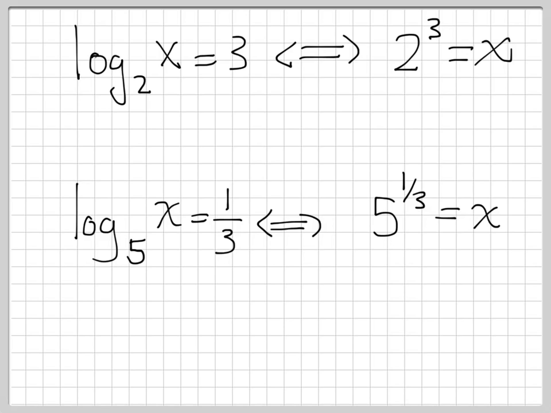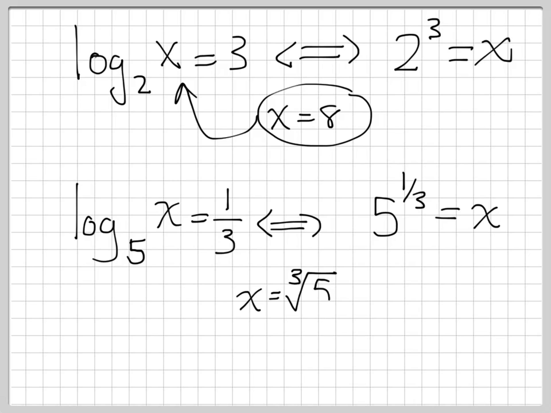Now there's one last place we can put variables, and so we get log base 2 of x equals 3 is equivalent to 2 cubed equals x. Well, that's just x equals 8. And log base 5 of x equals 1/3, if and only if x equals 5 to the third, that's just x is the cube root of 5. And so you can see these are sort of the most boring possible logs to solve, because they're so easy.